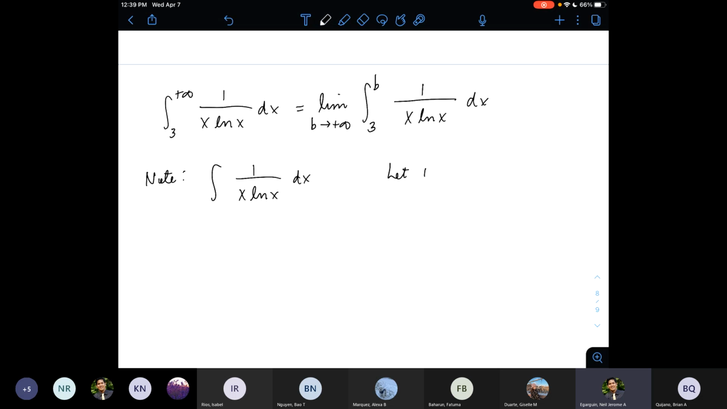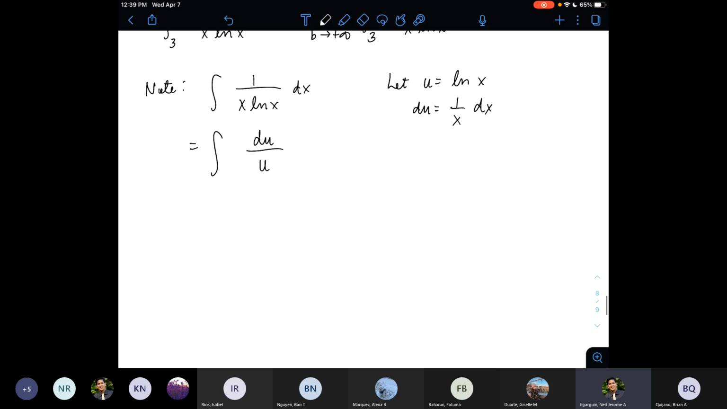So for this case, I'll let u be equal to ln x. du would be 1 over x dx, which we have here. 1 over x dx will be replaced by du, and then ln x will just be u. The integral of du over u is just ln of the absolute value of u. Reverting to x, we'll have ln of the absolute value of ln x plus c, right?